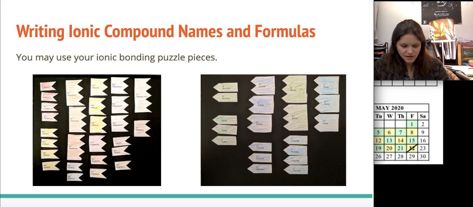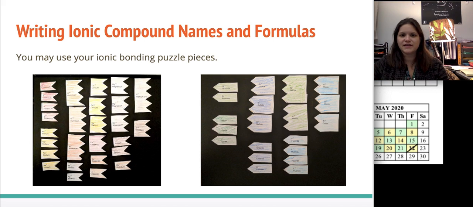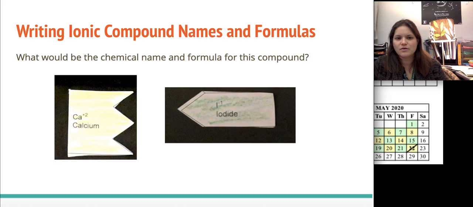Okay. The last thing that you need to be able to do for this test is write ionic compound names and formulas. You may use the ionic bonding puzzle pieces if you've got yours with you when you take the test. You may not share those puzzle pieces with other people at your table. I will show you the puzzle pieces to help you think about it.